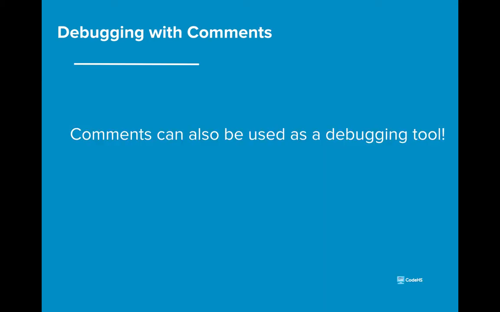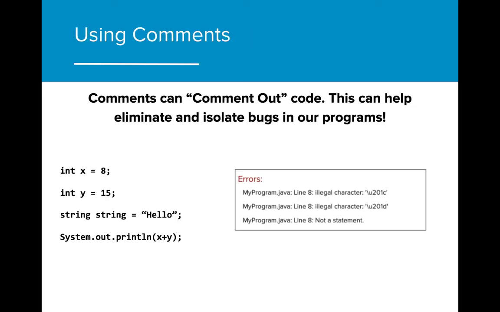Comments not only help to provide information about our code, but can also be used as a debugging tool. Comments can be used to comment out code that we don't want to run. This helps us eliminate and isolate bugs that we have in our programs. Let's take this code segment as an example. The error message that is being produced isn't particularly helpful to eliminate what the problem might be.